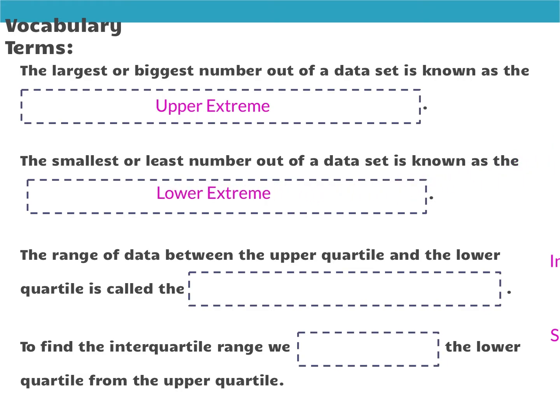The range of data between the upper quartile and the lower quartile is going to be called the interquartile range. And to find that interquartile range between the two quartiles, we're going to subtract the lower quartile from the upper quartile. So now let's go ahead and take a look at a box plot and label those vocabulary terms.